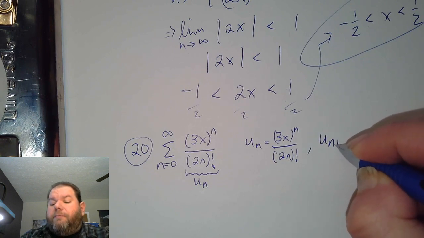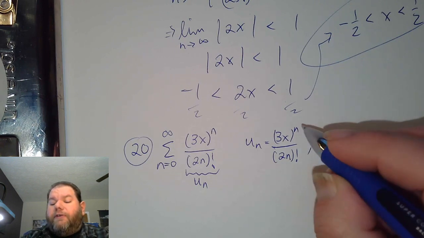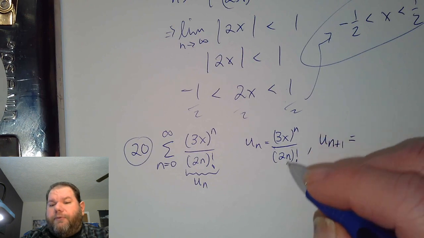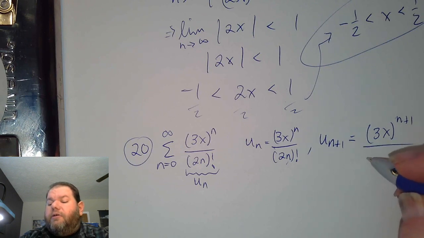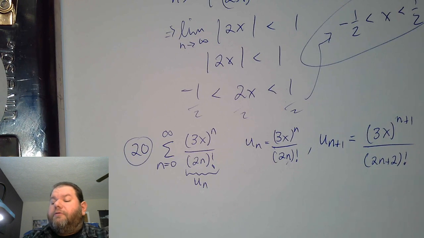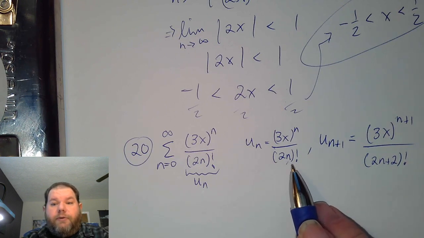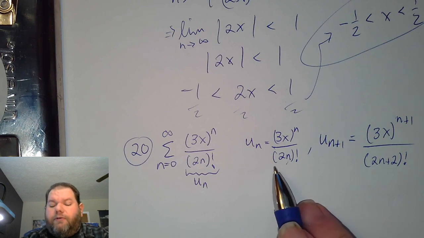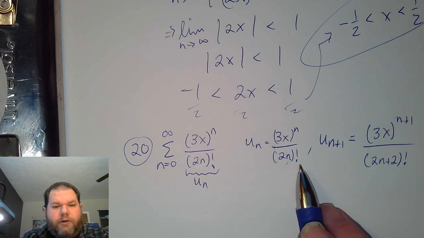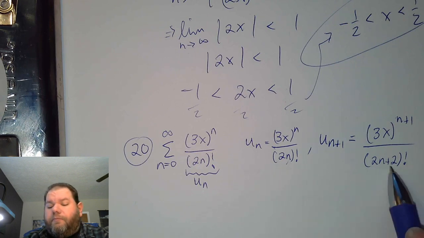Then u sub n plus 1, we just replace each of our n's with n plus 1. So it'll be 3x to the n plus 1 over 2n plus 2 factorial. Again, if we replace n plus 1 here, the 2 distributes to it. So it's 2 times quantity n plus 1, which is 2 times n plus 2 times 1, or 2n plus 2. Okay.